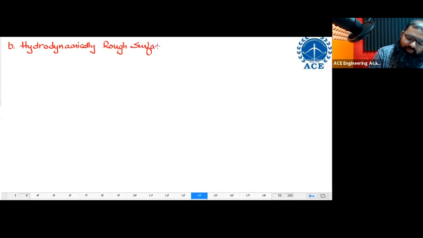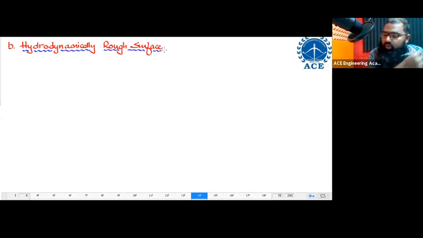The second type of surface you are going to have is known as a hydrodynamically rough surface. What do we mean by hydrodynamically rough surface? In this particular case, surface roughness is going to contribute. Here, epsilon upon delta prime is going to be greater than or equal to 6.